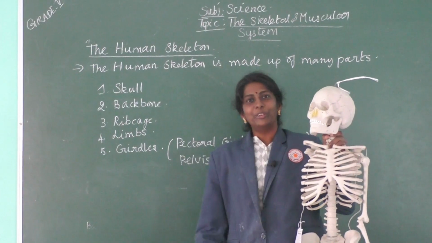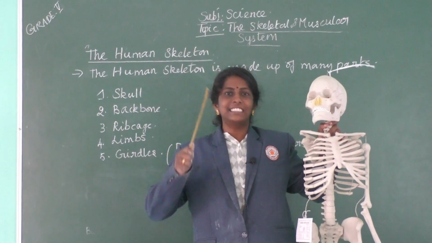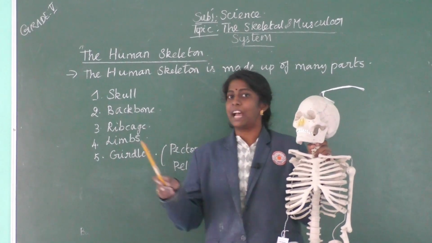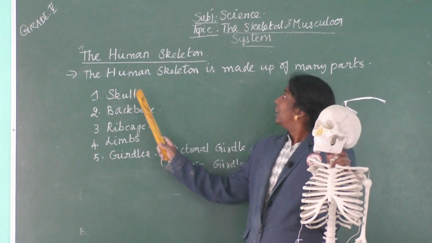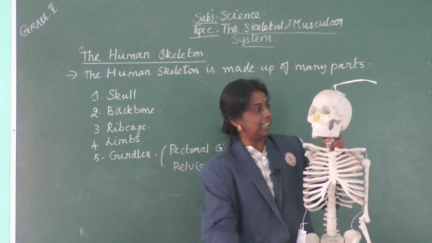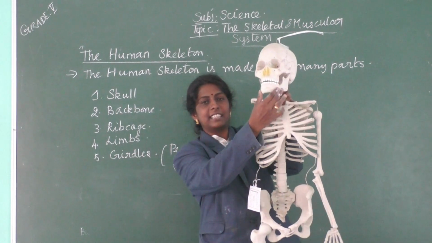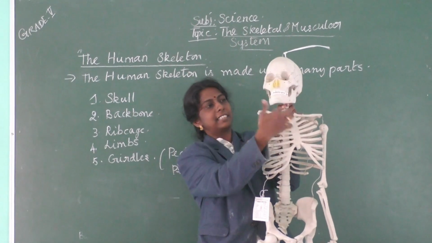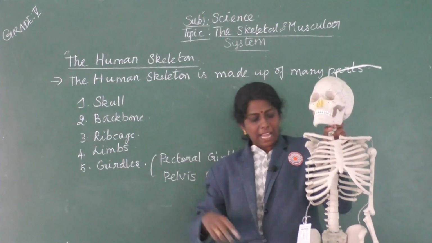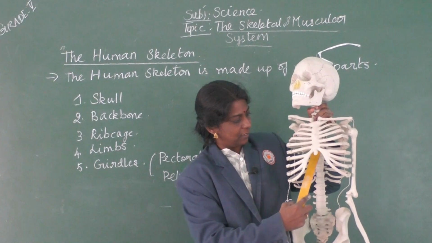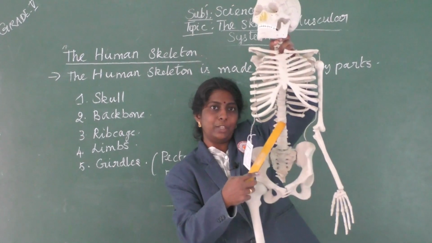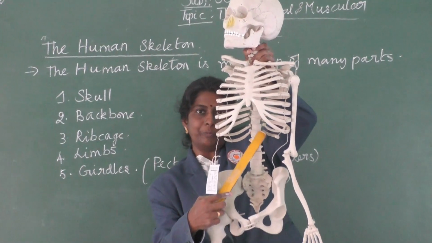Now children, we are going to learn about the human skeletal system and its parts. As I already mentioned, the human skeletal system is made up of many parts such as the skull. This is the skull. Can you see this? And then the second part is the backbone, the back side. Can you see? This is the backbone.